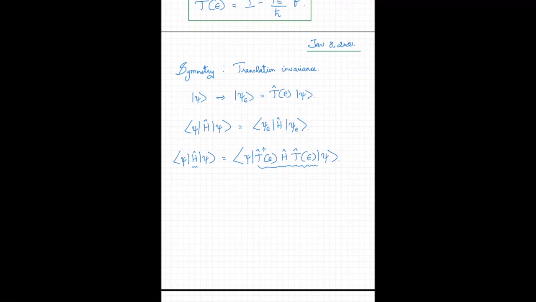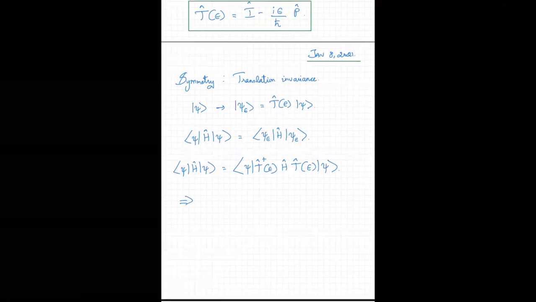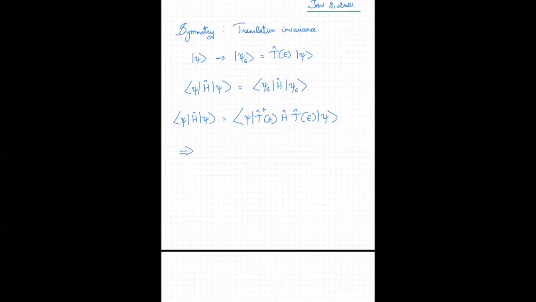The only way these two matrix elements are equal is if the operators sandwiched between the identical states are also equal. So this tells us that an equivalent way to formulate the existence of symmetry in a quantum mechanical system in this case is by claiming that the transformed Hamiltonian is formally identical to the original Hamiltonian. So this is the statement of symmetry in quantum mechanics. This is important, so I'll box it. If there are any questions, stop and ask me.